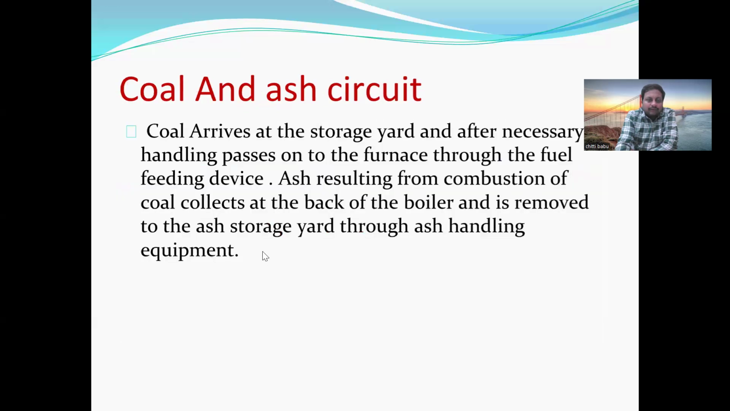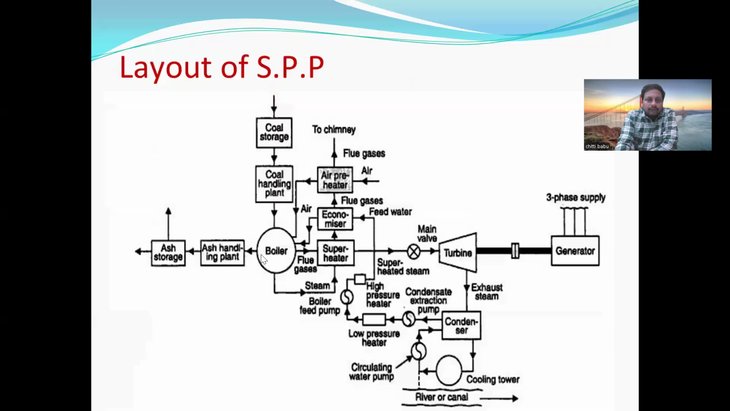Now we'll see the air and flue gas circuit in the layout of the steam power plant. You may observe here, this is about air from the atmosphere going to the boiler through the air preheater. From the atmosphere, we need to heat the air by using the air preheater.